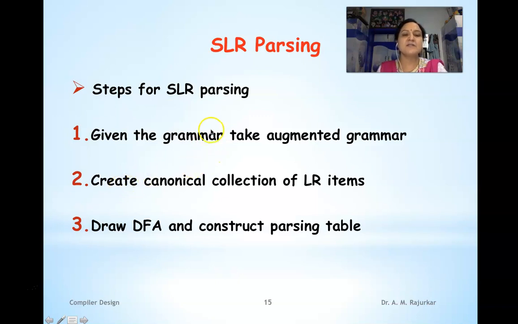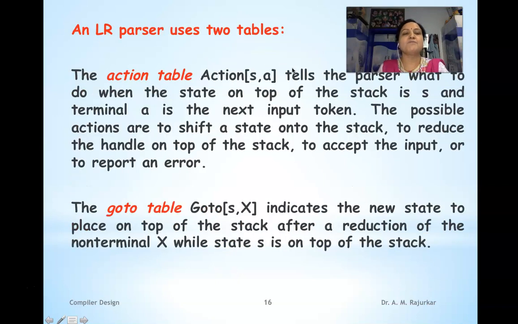The second step, once the grammar is augmented, is to create the canonical collection of LR items. For SLR parsing, these LR items will be LR0 items. The third step is drawing the deterministic finite automaton, or DFA, and constructing the parsing table. Today we will see one by one how to augment the grammar, how to create the canonical collection of LR items, and how to draw the DFA and construct the parsing table for SLR parsing.